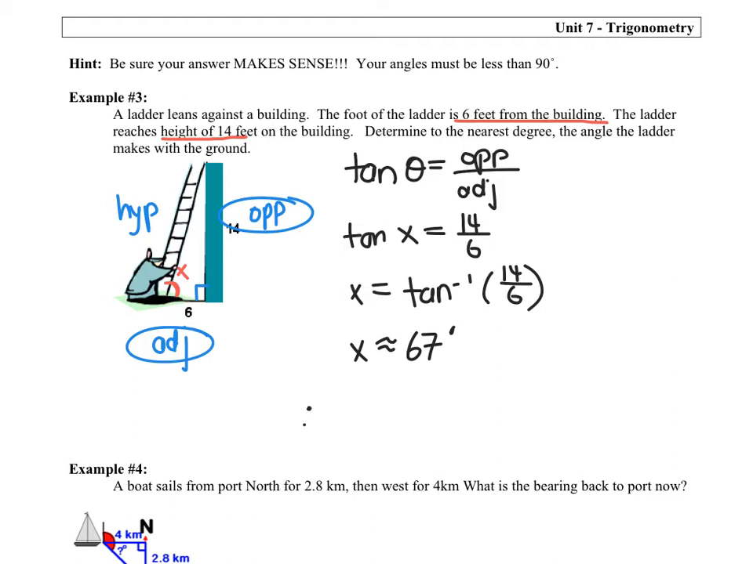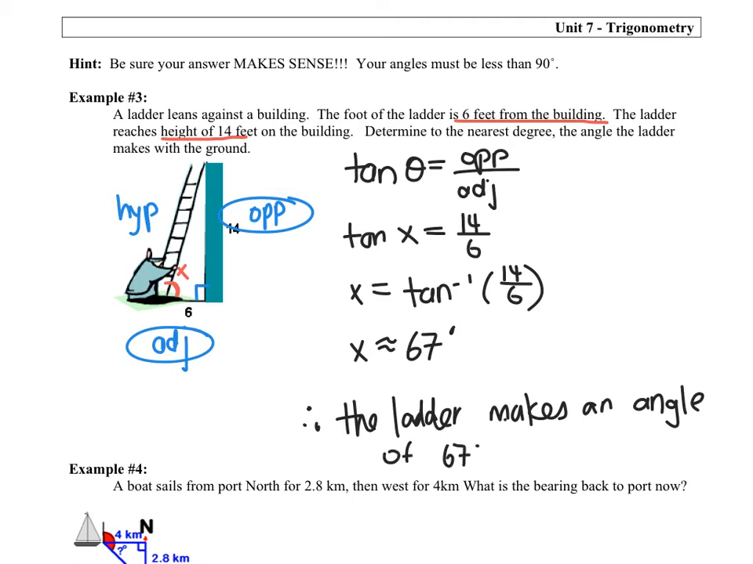Anyway, let's write our therefore statement. Therefore, the ladder makes an angle of 67 degrees with the ground.